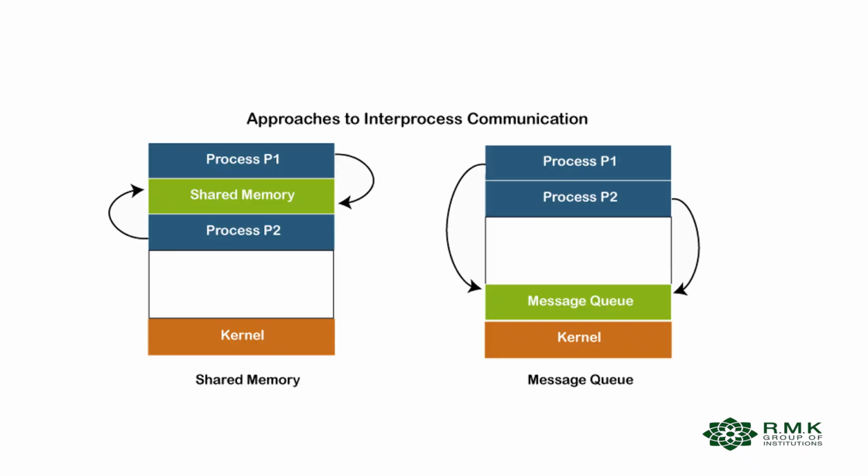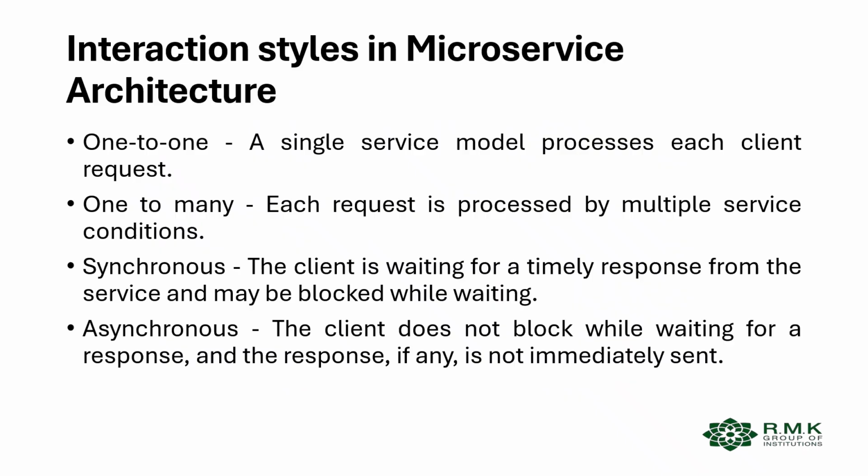So see the approaches of inter-process communication. We have processor 1 and processor 2. How successfully will processor 1 and 2 share memory through a kernel? One type of message sharing comes under shared memory, and one more comes under the message queue. Next, coming to the next slide, the interaction styles in a microservice architecture.